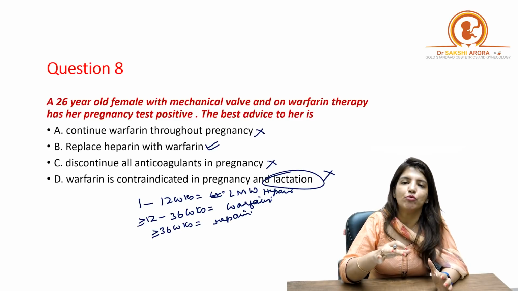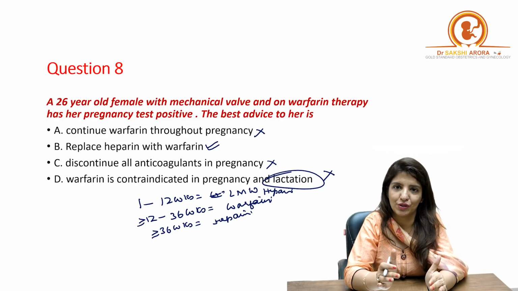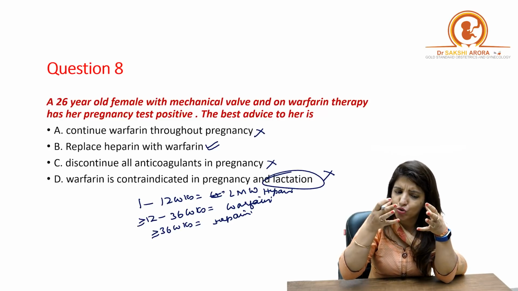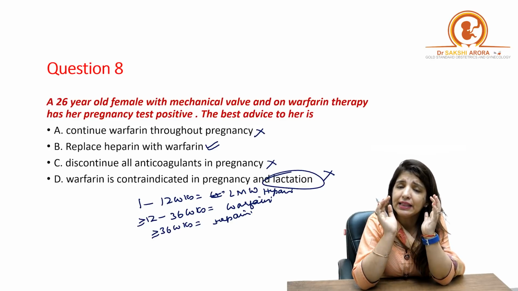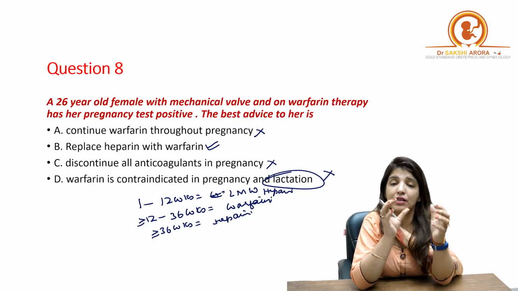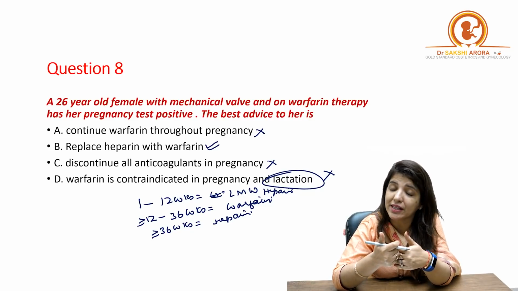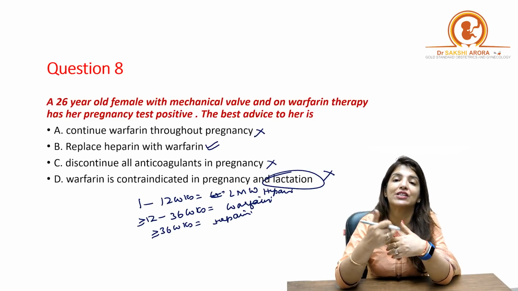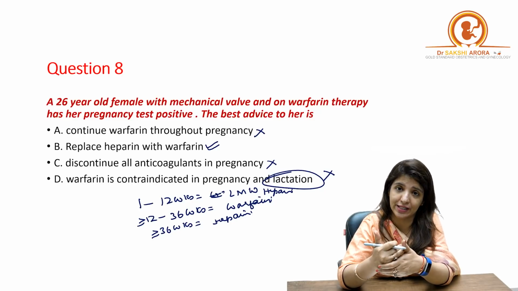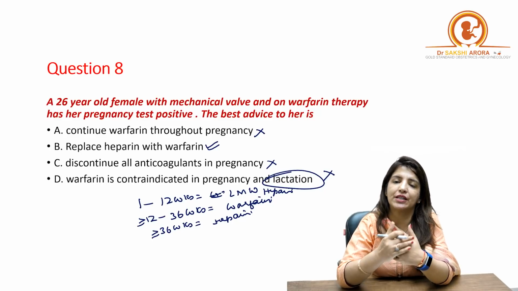And at the time of delivery, when the fetus has to pass through the bony pelvis, right, the head of the fetus has to pass through a very small space, that is the bony pelvis. And in that case, if the patient is on warfarin, the baby is also getting therapeutic levels of warfarin in blood, and that could lead to excessive bleeding in the fetal head. Right, so it can lead to intracranial hemorrhages in the fetus.